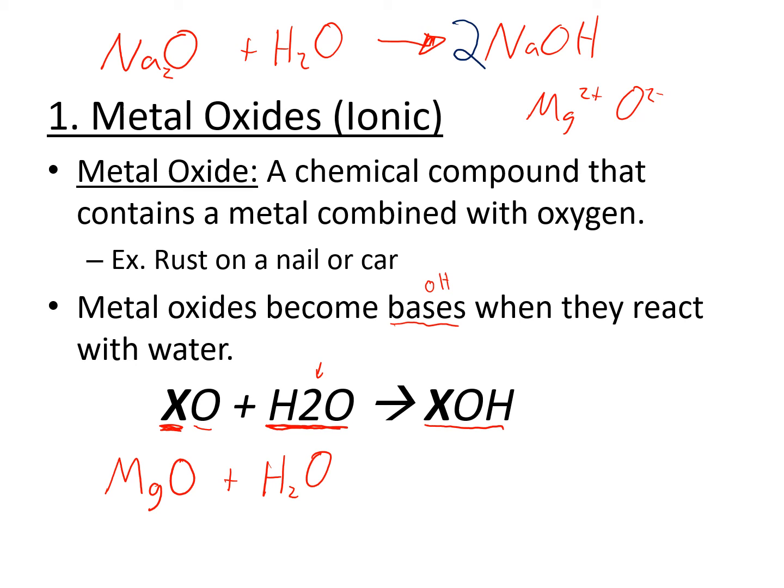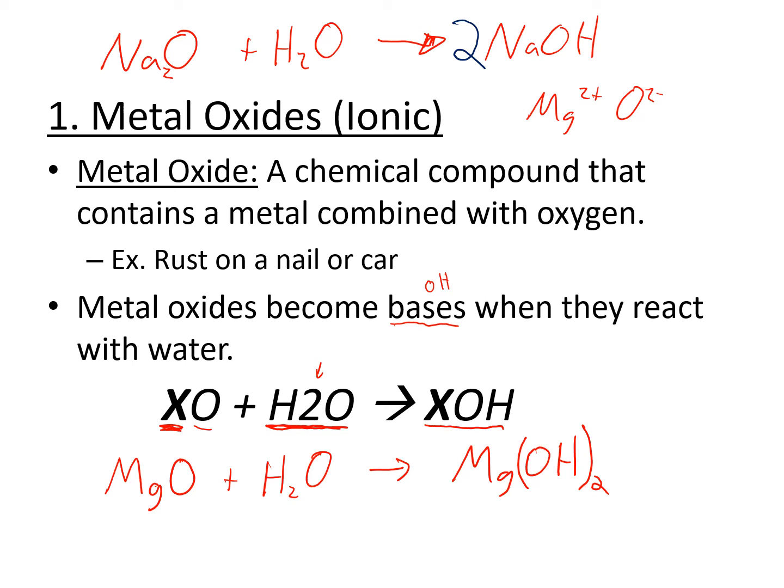We're going to add that to H2O, and it's going to be producing MgOH like that. Now, hopefully you caught the mistake again, because magnesium is 2+ and OH is 1-, and so when you swap and drop, it should be MgOH2, right, like that.